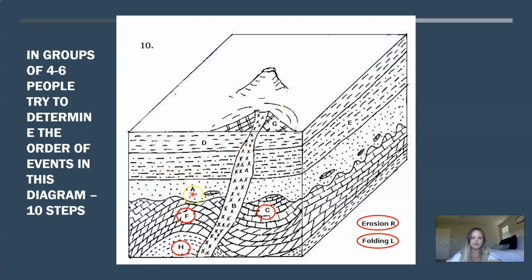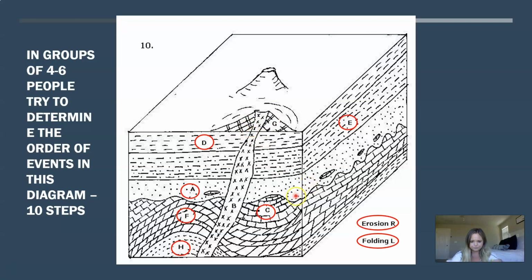So next we're going to look at A. And then on top of A is E. On top of E is D. So all three of those layers are the principle of superposition. And then we have some cross-cutting, which would be B. And then we have G.